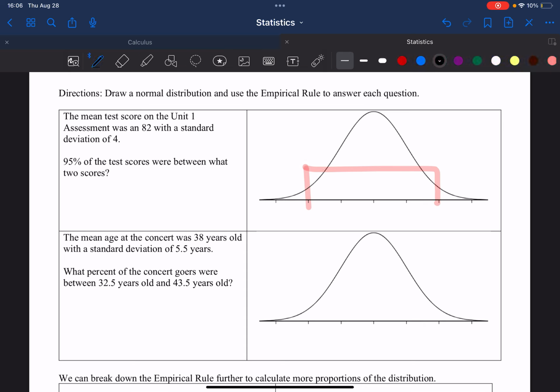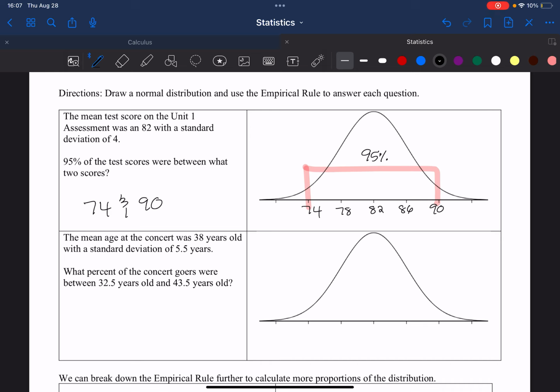So I know mu is in my center, so that's 82. The first standard deviation will add 4, which is 86, and subtract 4, which is 78. So right now that's 68% of the data. And then if I add 4 and subtract 4 again, so 74 and 90, now we are at 95% of the data. So that means 95% of the test scores were between a 74 and a 90.